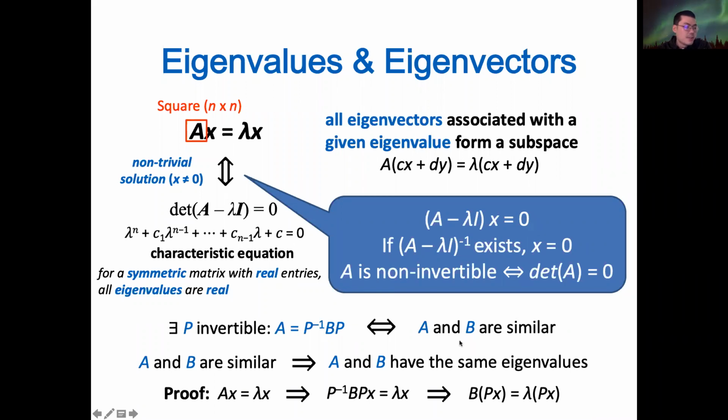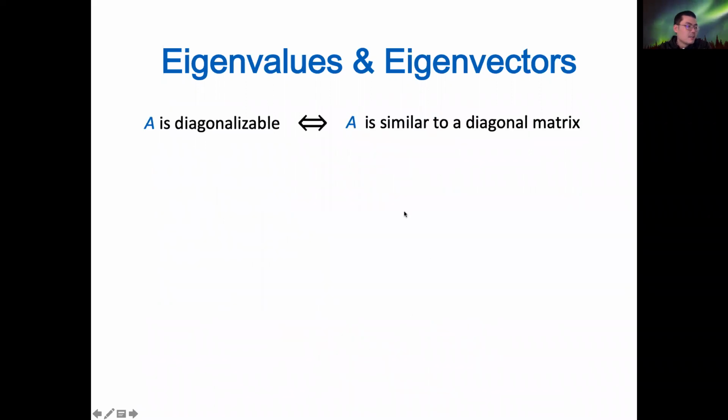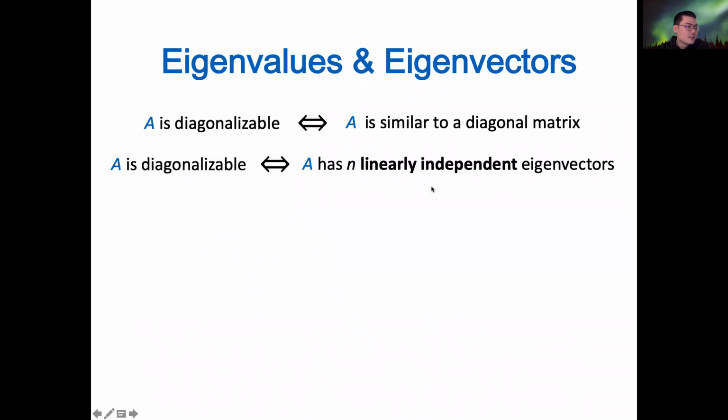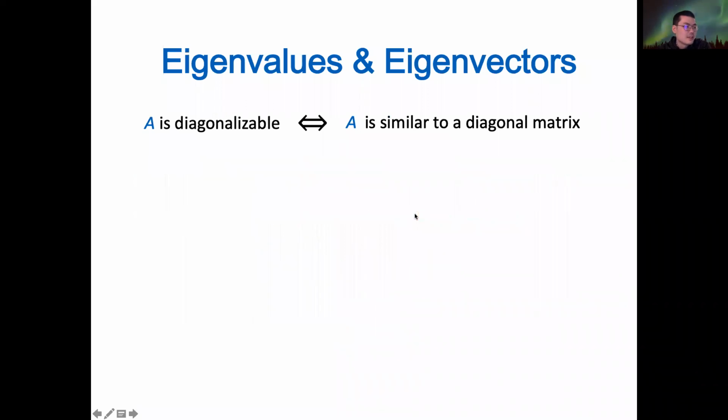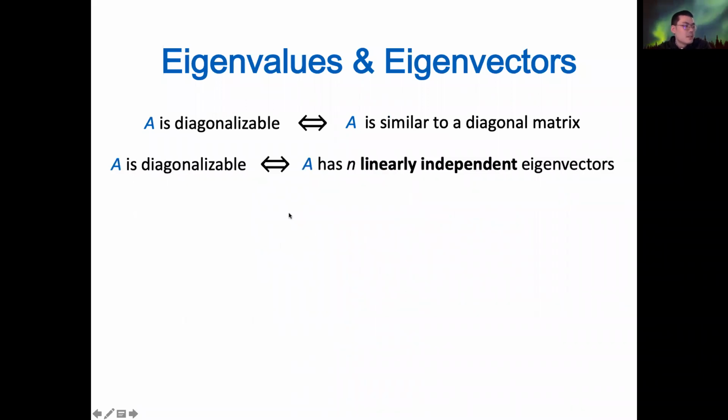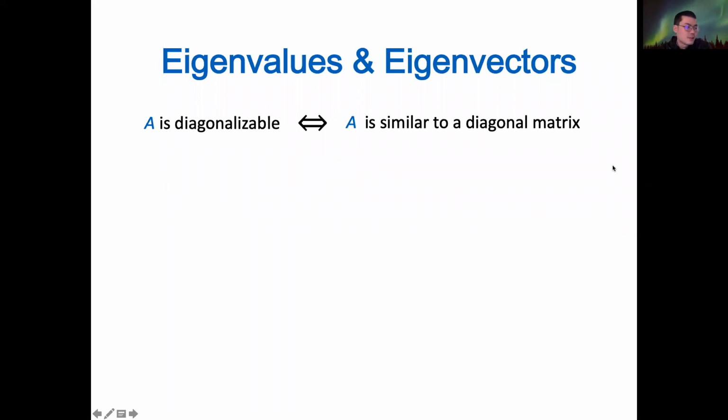Here B can be anything as long as you make it similar. So what if A is similar to a diagonal matrix B? In that case, we will use the notation D, a shorthand for diagonal, instead of B. So A is diagonalizable means that it has another diagonal matrix, and they have the same eigenvalues, according to the previous.